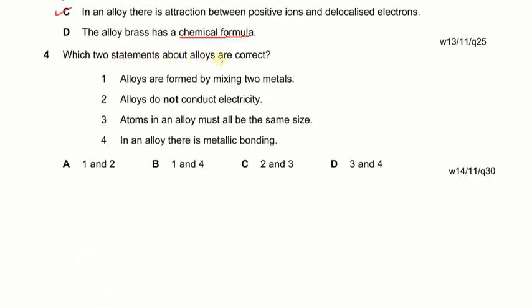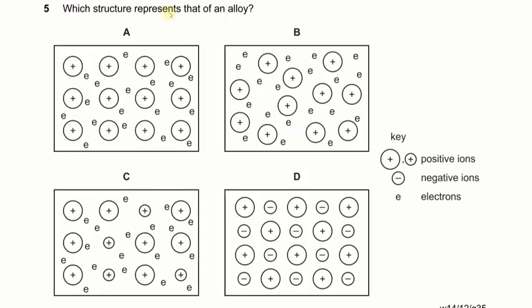Which two statements about alloys are correct? Alloys are formed by mixing two metals. We can make alloys by mixing two metals. That's fine. Alloys do not conduct electricity. Alloys do conduct electricity because they have freely moving electrons present in them. Atoms in an alloy must all be of the same size. No, alloys are stronger because they have different sized atoms mixed together. In an alloy, there is metallic bonding. Yes. So we got options 1 and 4. So the answer is B.